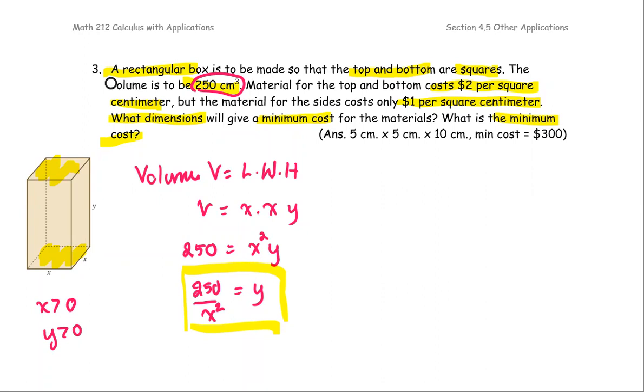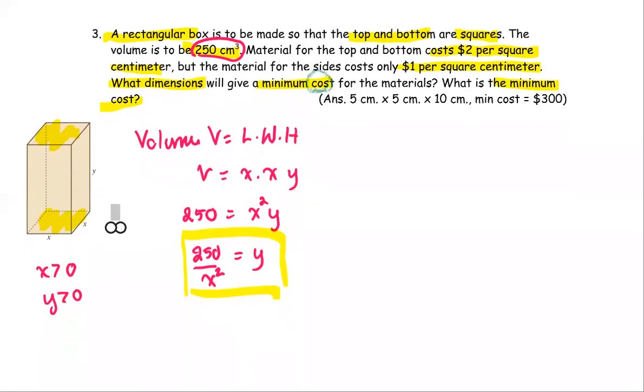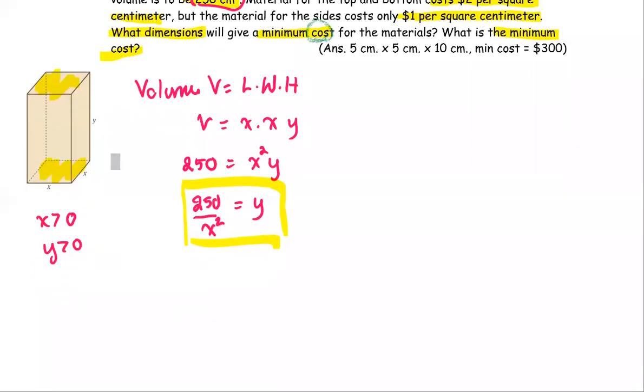The goal is to minimize the cost, to find the dimensions that minimize the cost. So we're going to build the cost function and find a critical value that minimizes the cost for this situation. From the cost information, the top and bottom cost $2 per square centimeter, but the material for the sides costs $1 per square centimeter.